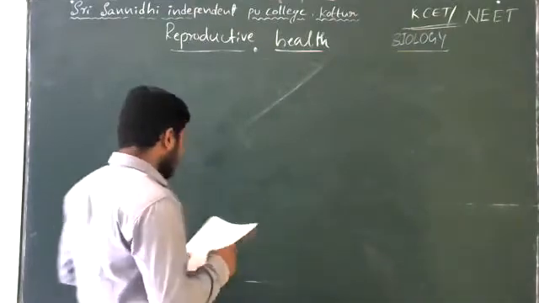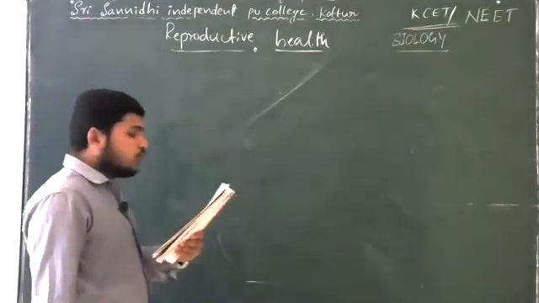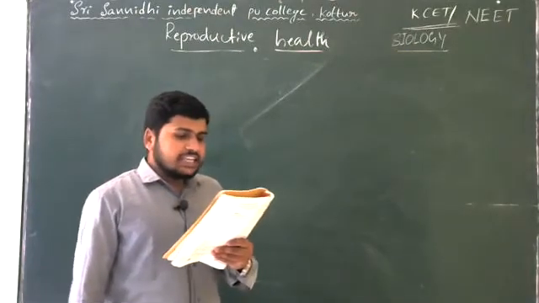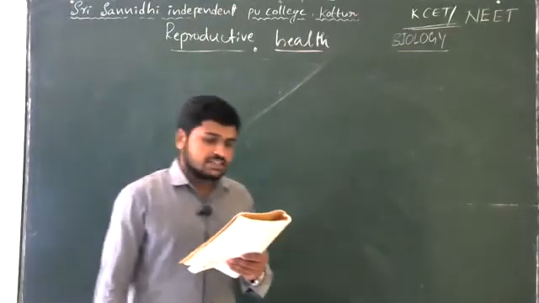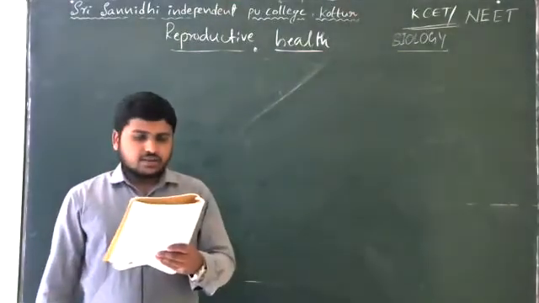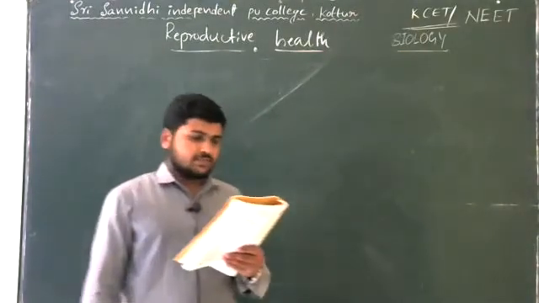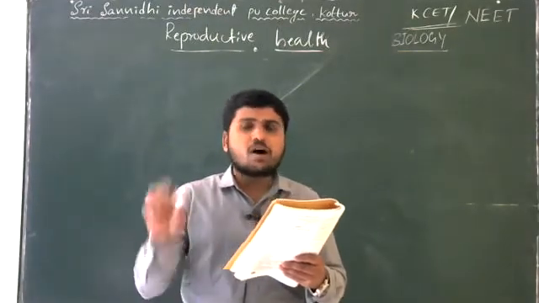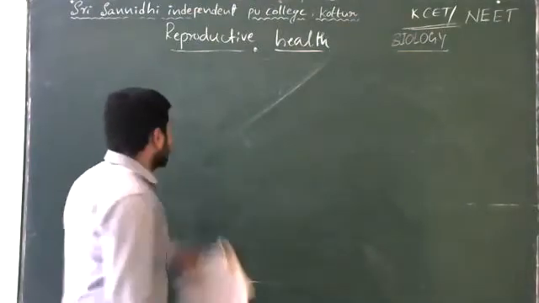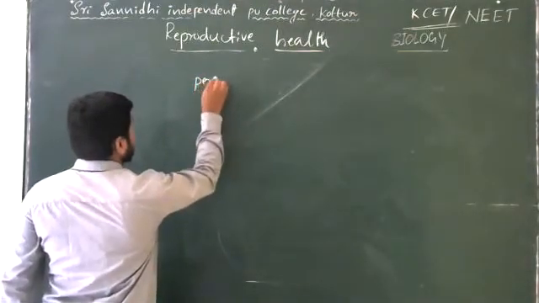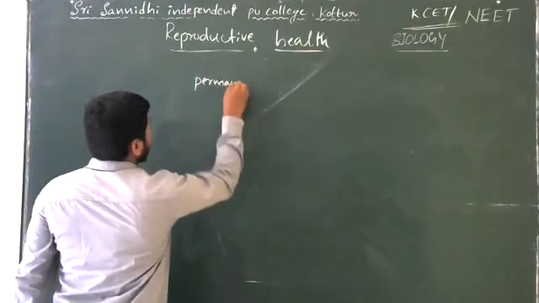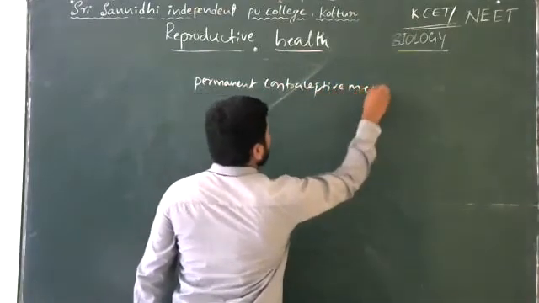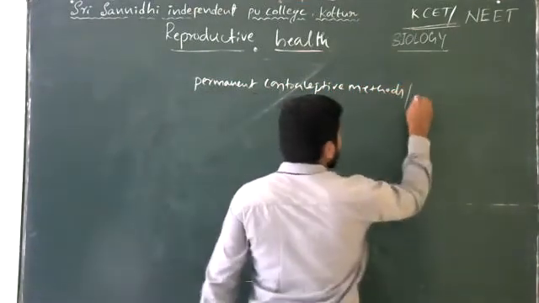Sterilization techniques are generally foolproof methods of contraception with least side effects. Yet, this is the last option for the couples. Sterilization technique is developed here. Permanent contraceptive methods, these are also called sterilization methods.